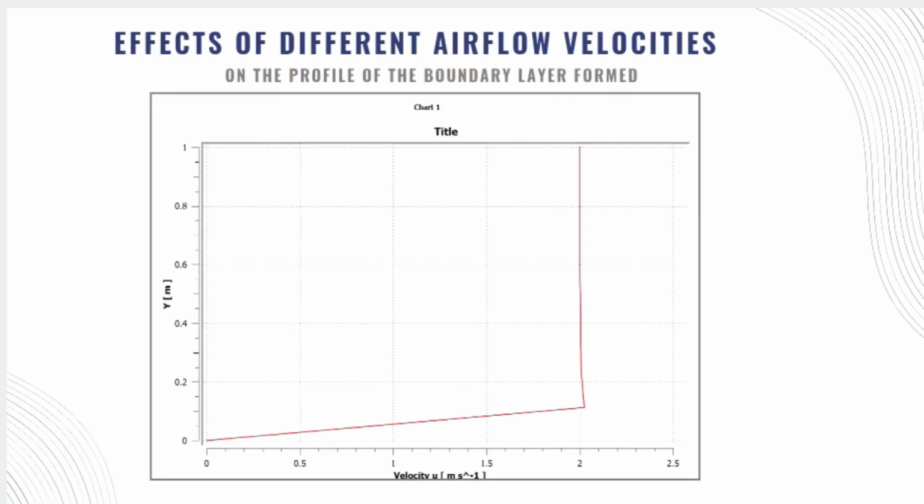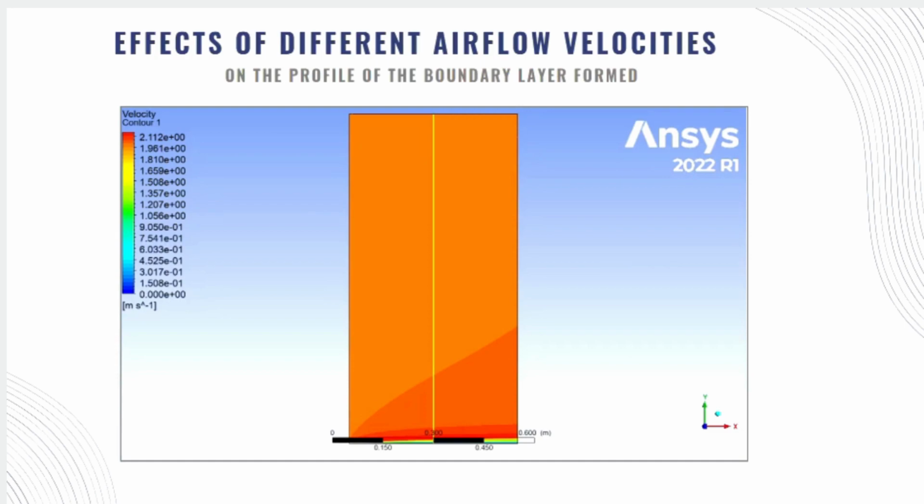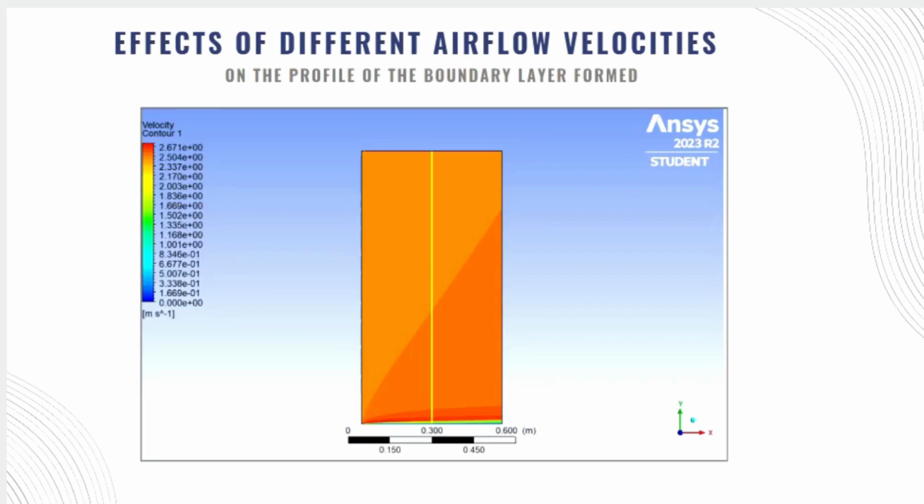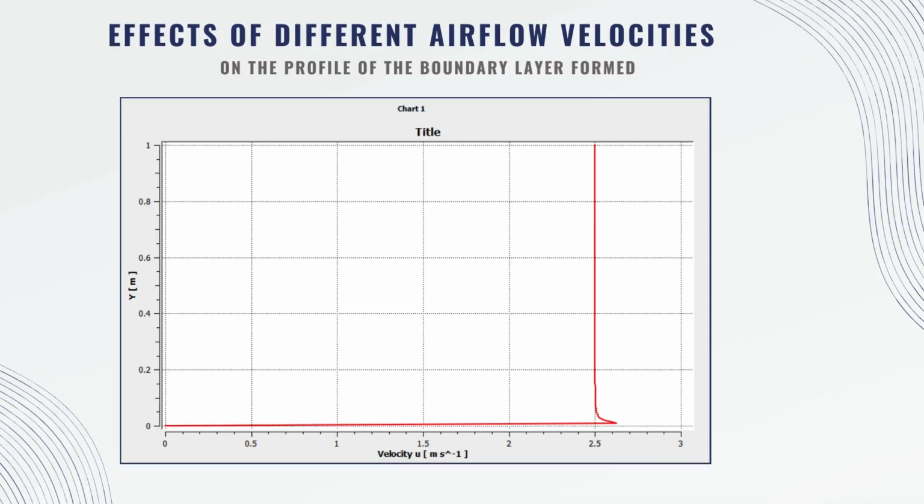We can see that this is the contour plot for the 2.0 meter per second velocity, and this is the contour plot for the 2.5 meter per second. And for the 2.5 meter per second, we can also see that the contour plot is plotted in an orderly manner.